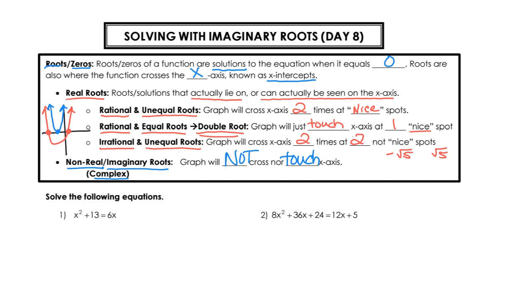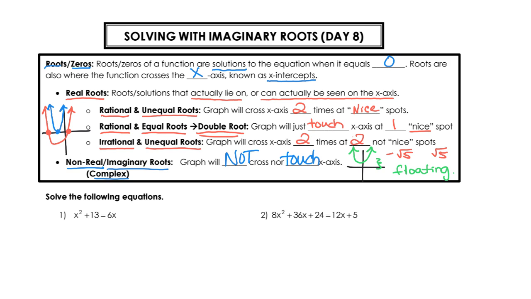So let me show you what that looks like. If I draw you a little scrap graph off to the side, a quadratic that has imaginary or non-real or complex roots, notice this is what it looks like. It's floating. You will not see it touch or cross the x-axis because those would be real roots. And so this still has 2 roots, but they're imaginary. They have i's in them, okay? And that's what we're going to solve for today.